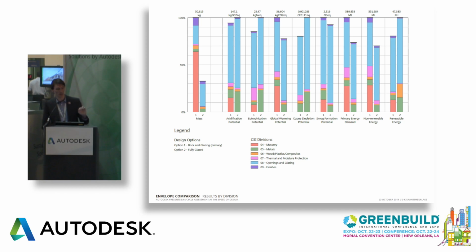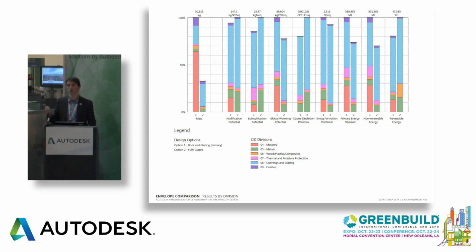So that same data here visualized, broken down by CSI division, provides a little bit more of a window into what materials within each of those options are contributing the greatest impacts. And in this case, perhaps not surprisingly, when we saw that spike in primary energy demand and global warming potential in our interspersed brick and storefront option, that's really attributable to the brick assembly. So everything in Division 4 in red under masonry constitutes that spike.